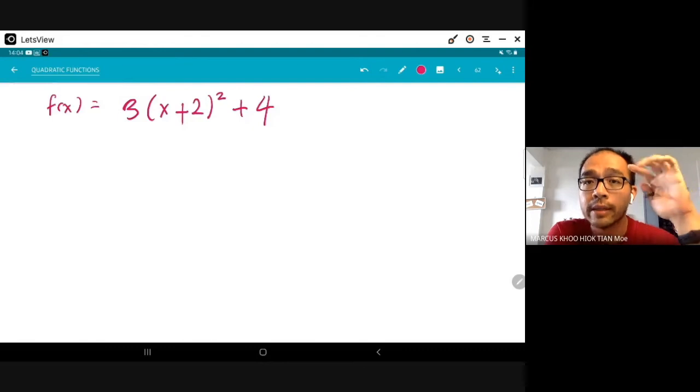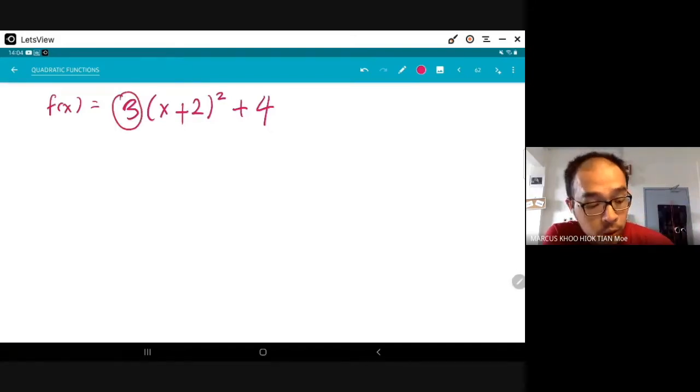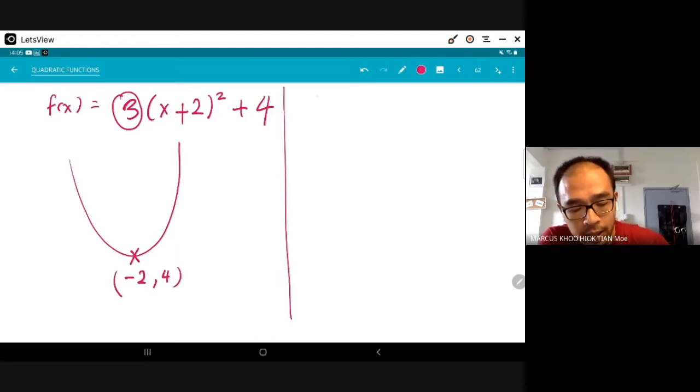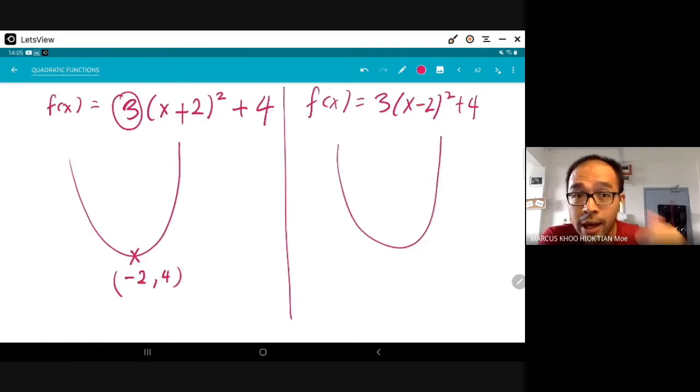Okay, same thing. Tell me, is the graph minimum or maximum? 3 is still a positive number, so it is a minimum graph. Okay, but my minimum point now is different. My minimum point now is -2 and 4. Saya bandingkan dengan just now. I compare with the equation just now. If it is 3(x - 2) squared plus 4, it is still a minimum graph, except that my minimum point now is 2 and 4.